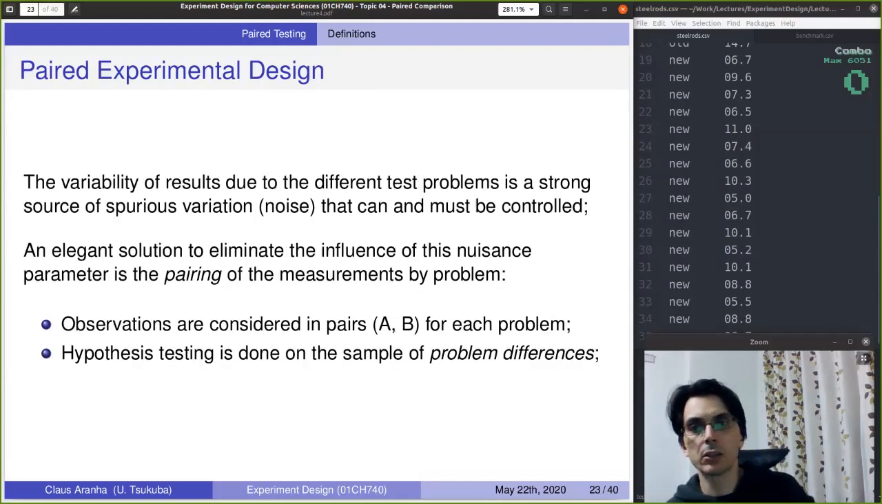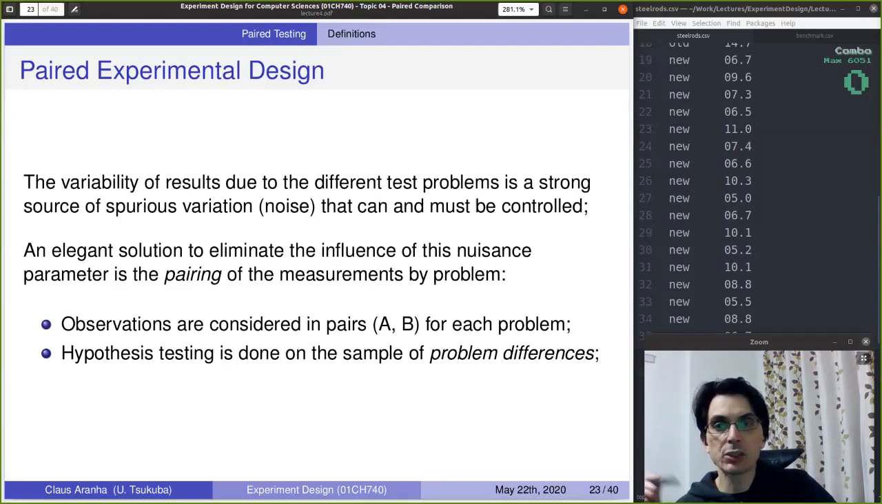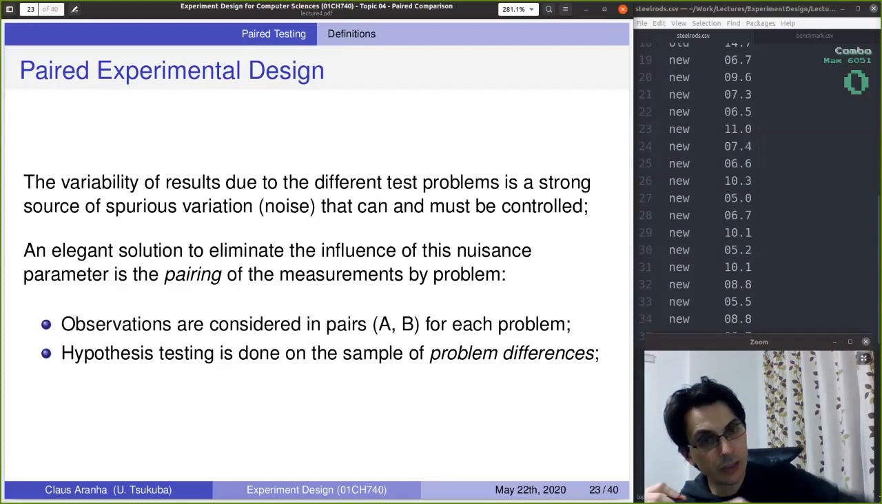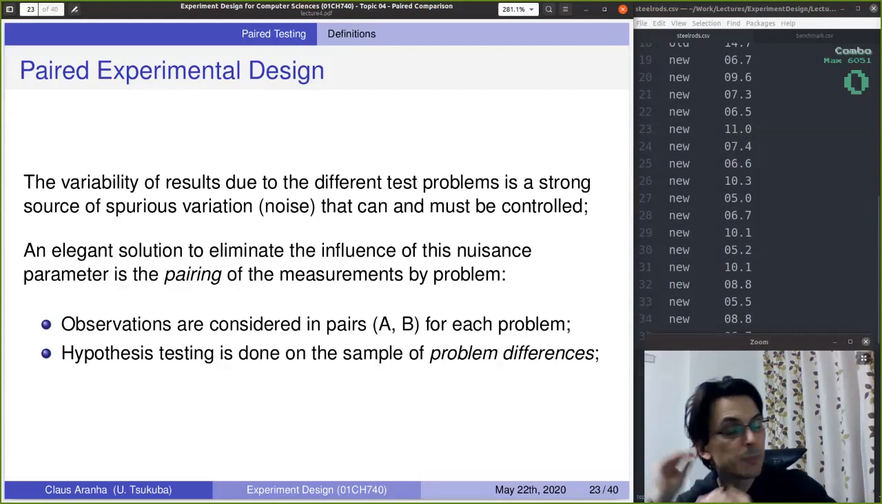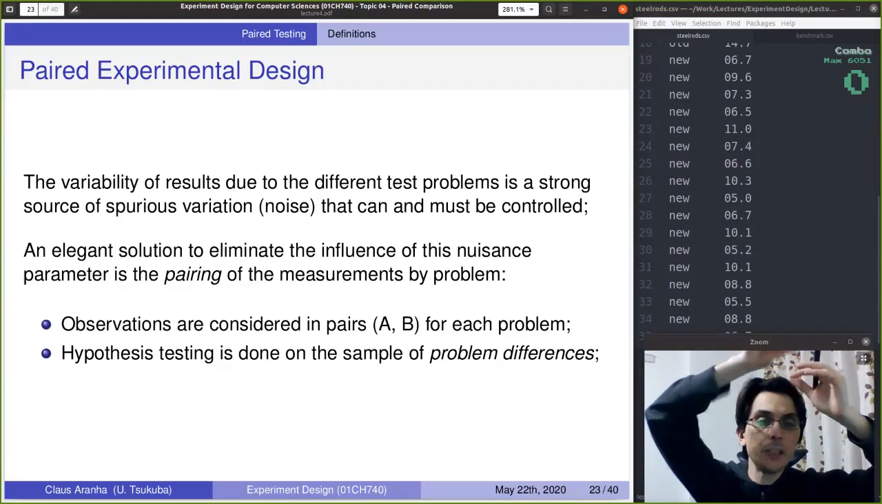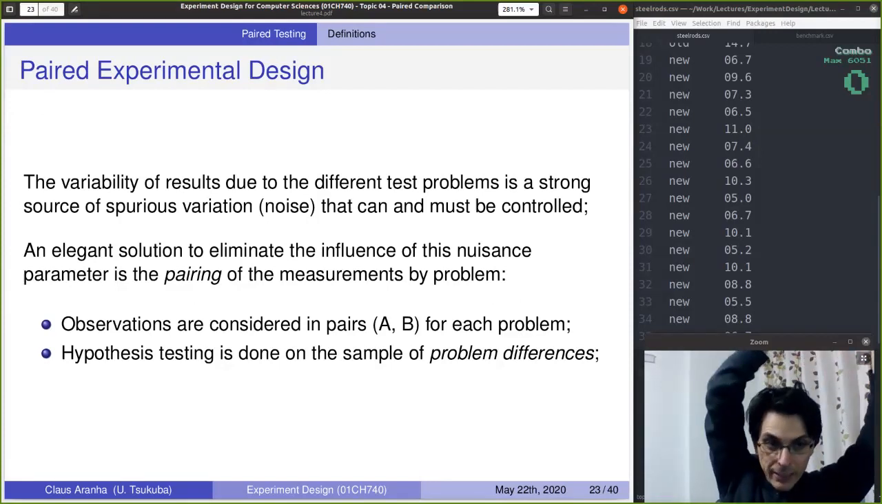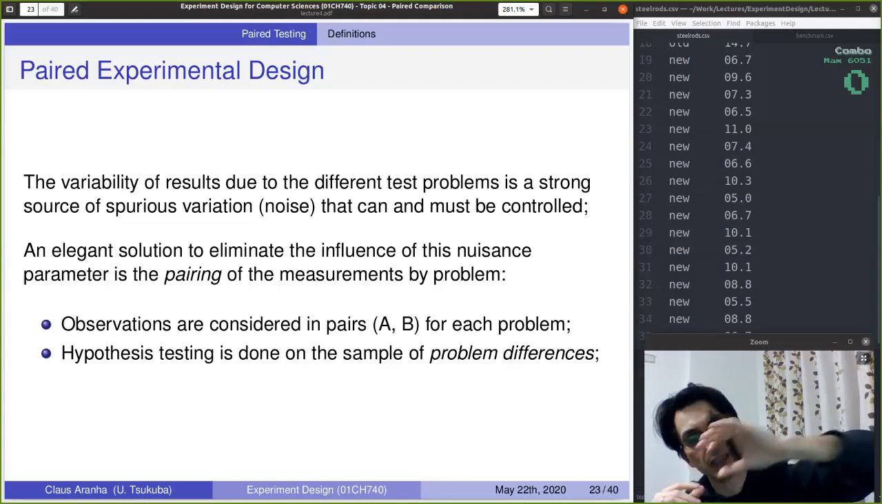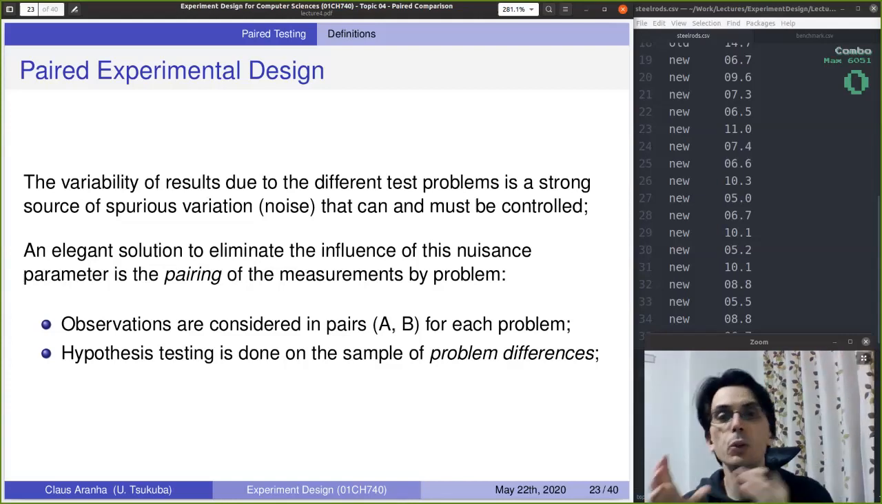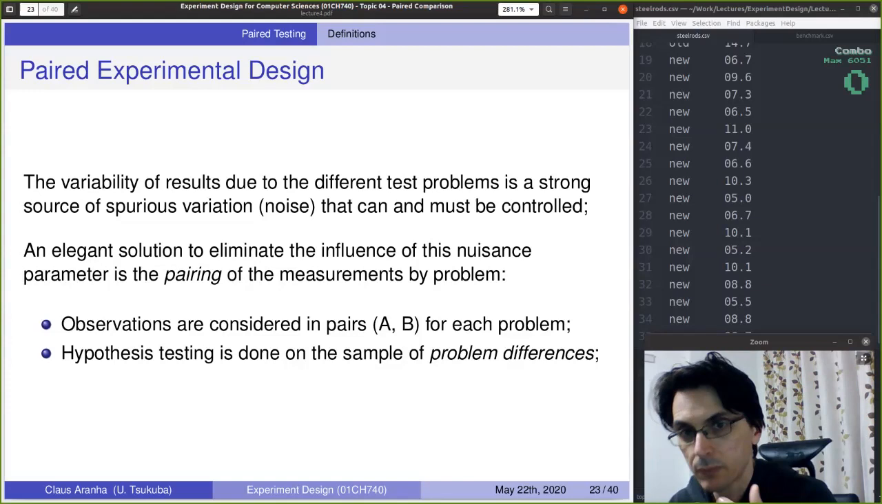All right. However, going back to the pairing, the variability of the results across the different test problems is a source of variation. So for big graphs there will be a lot of lateness, and for smaller graphs not so much lateness, but we're interested not in this variance. We're interested in whether, for the small graph, algorithm A or algorithm B is faster. For the big graph, is algorithm A or algorithm B faster? For the giant graph, is algorithm A or algorithm B faster? So to remove the influence of these big graphs, we want to pair the observations. Okay? So how do we do this?